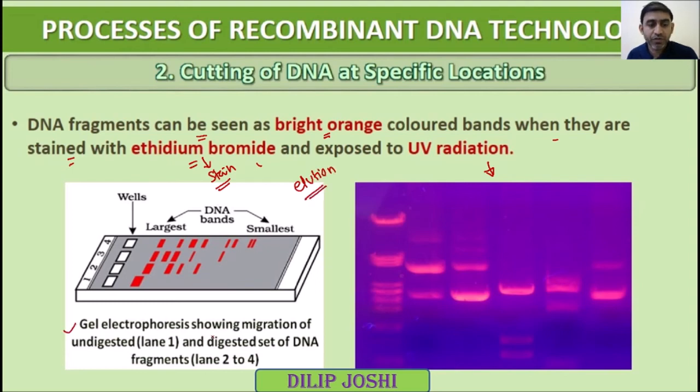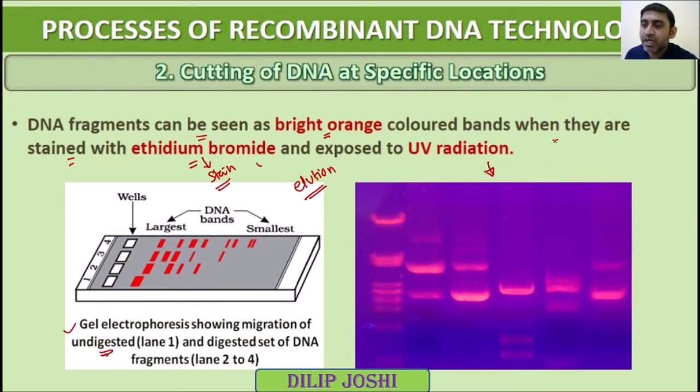Here the gel electrophoresis shows the migration of undigested and digested DNA. What does that mean? When a restriction enzyme acts on the DNA, it will produce bands. So that is digested. And where the DNA is not broken into smaller pieces, that is called undigested.